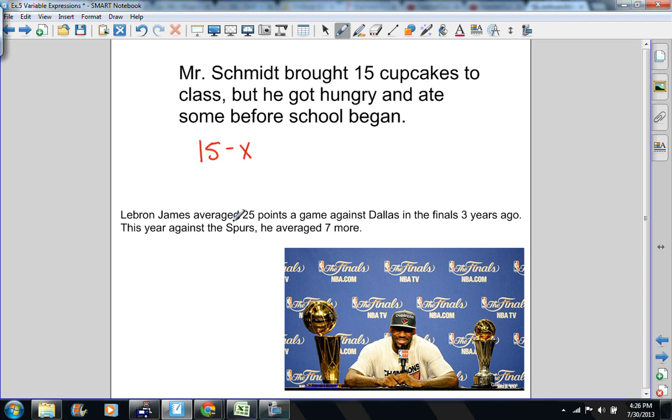Okay? LeBron James averaged 25 points a game against Dallas in the finals 3 years ago. This year against the Spurs, which the Heat won, I would like to point out, he averaged 7 more. So in this one, it's 25 plus 7. Now you could write that as equal to x, the number we're looking for, or you could just leave it as 25 plus 7 because the question was a little ambiguous, which means a little confusing.